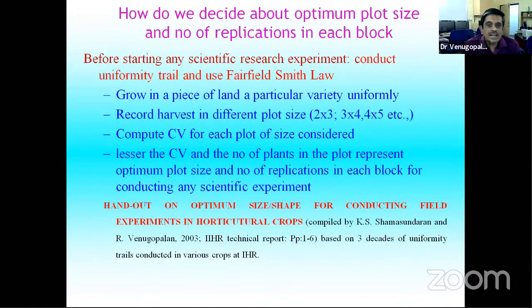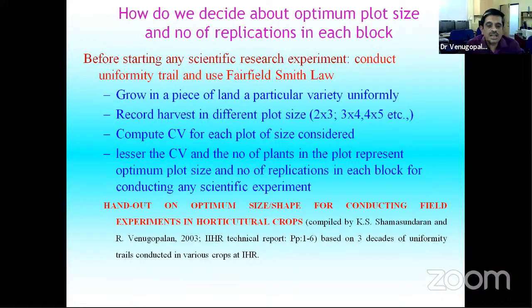Now, this is the most important slide. How do we identify the optimum plot size or the number of replications we need to take while conducting a specific scientific experiment? For this, we advocate conducting a uniformity trial. The procedure is that we grow a particular variety uniformly in a piece of land. At the time of harvest, they harvest in different plot sizes. Then we compute the coefficient of variation for each plot size. The lesser the CV value, the number of plants in that plot represents the optimum plot size and number of replications one has to adopt for scientifically conducting any experiment in the field.